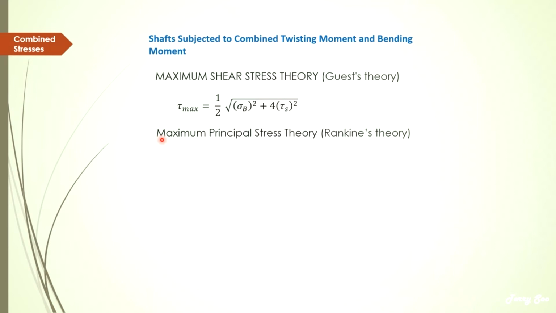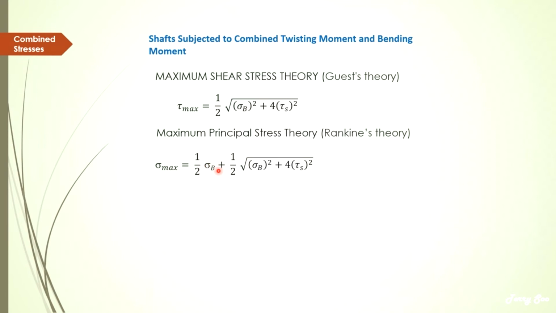Now, the second theory that we refer to is called Rankine's theory, that is the maximum principal stress theory. So you have sigma max equals half sigma b, plus and minus, which give you sigma max and sigma min. For sigma max, usually it is plus. For sigma minimum, which we are not looking at, it is negative, minus.